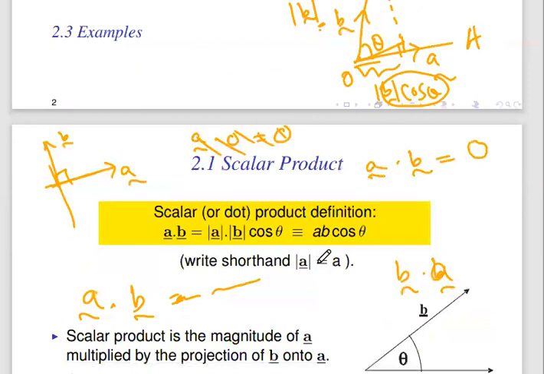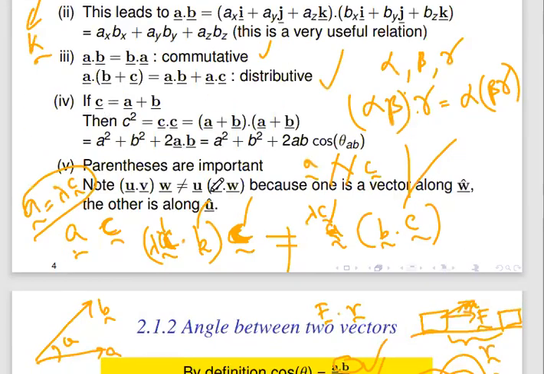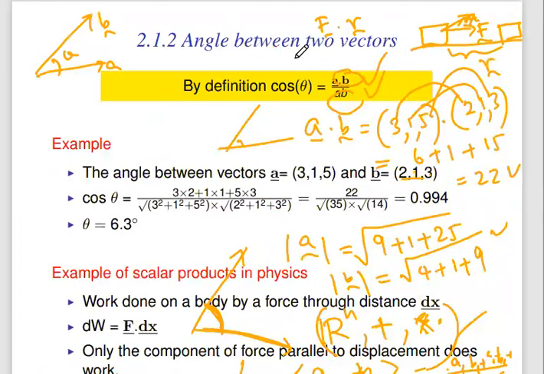If you have perpendicular non-zero vectors, when you take the dot product, you get zero all the time. You have to remember these properties for the exam.